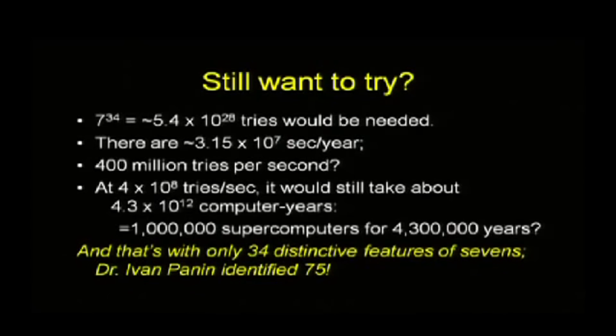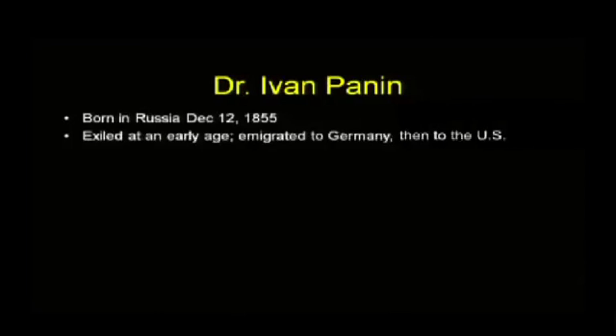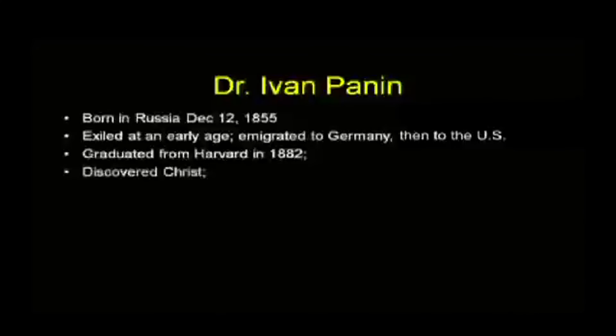Dr. Ivan Panin, who researched this, who discovered these things, identified 75, not 34 rules, and that goes beyond our imagining. Dr. Ivan Panin was born in Russia back in 1855, exiled at an early age, got involved in a plot against the Tsar, and emigrated to Germany and then the U.S. He graduated from Harvard in 1882. And interestingly enough, he discovered Christ. Now, every one of us in this room that has discovered Christ is the result of a miracle. But if you've got a PhD from Harvard, that's a bigger miracle.